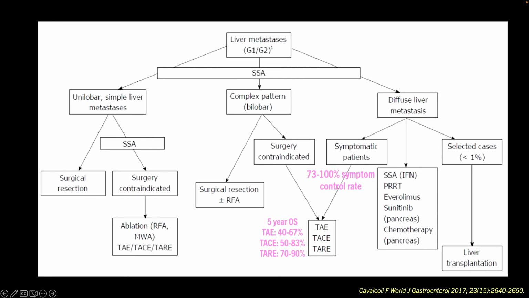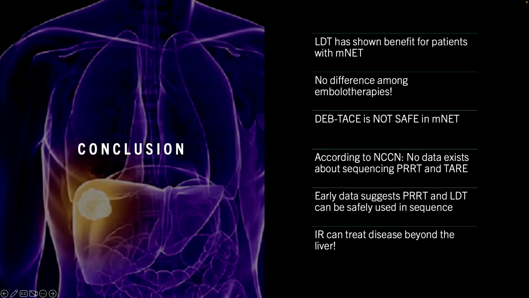We know that survivals are better. So what I'll leave you with is that liver-directed therapy has been shown to benefit patients that have metastatic neuroendocrine tumors. It doesn't matter which therapy you get, except don't do DEB, not safe, not safe. According to the NCCN guidelines, we don't know if PRRT and radioembolization go hand in hand, but early data does suggest that they're safe together. And I want you to also remember that we can do things outside of the liver. I've only talked about the liver, but we do treat disease outside the liver.